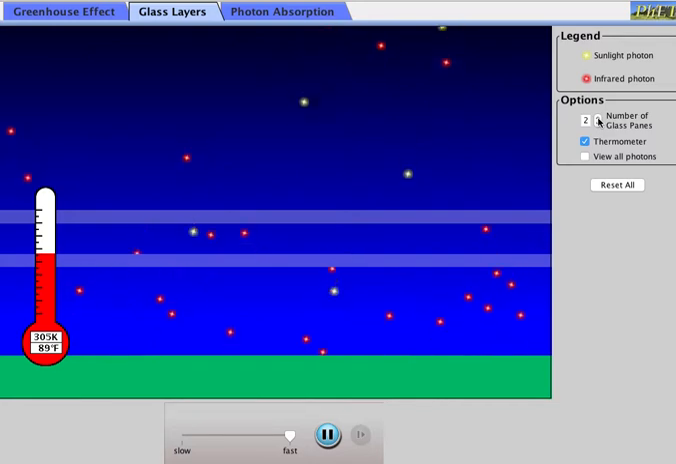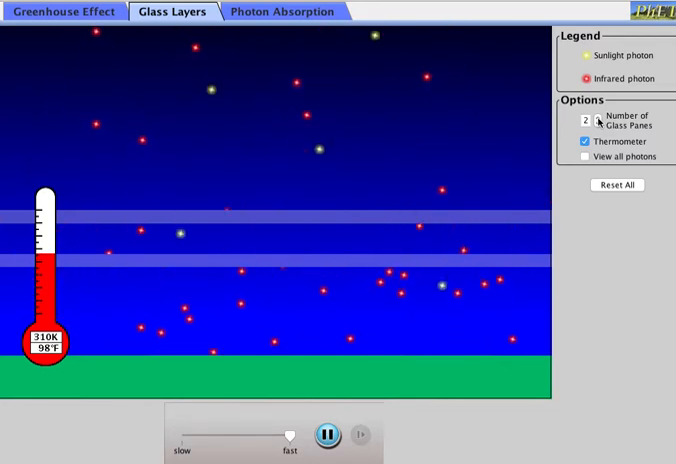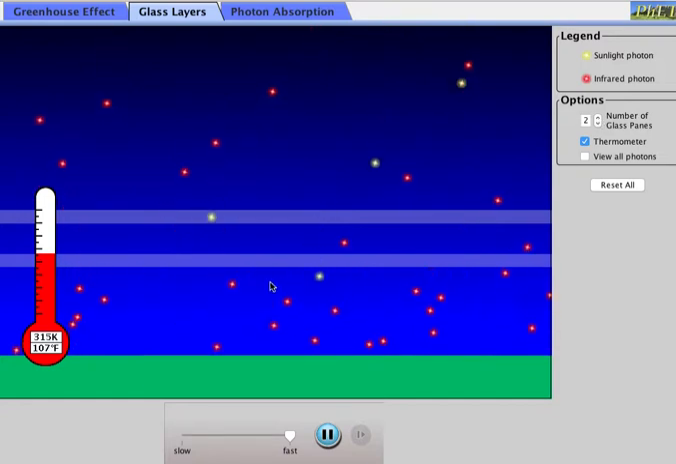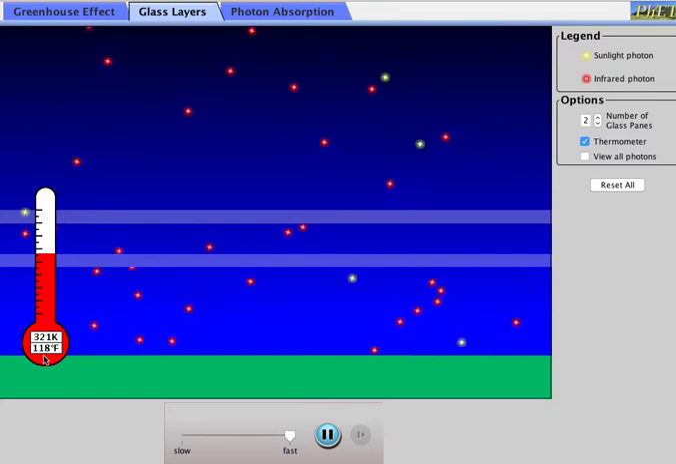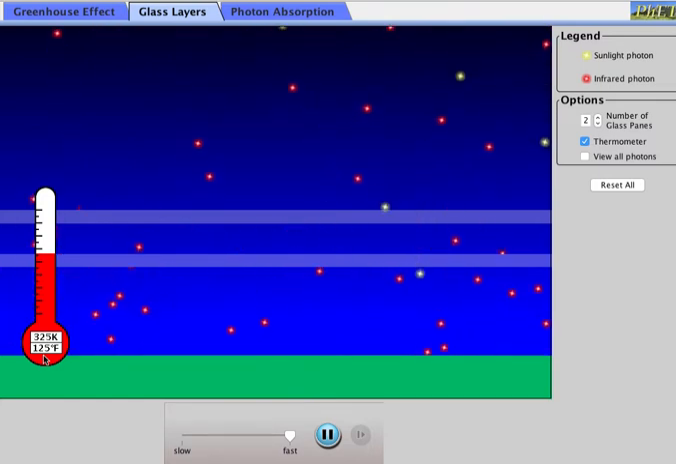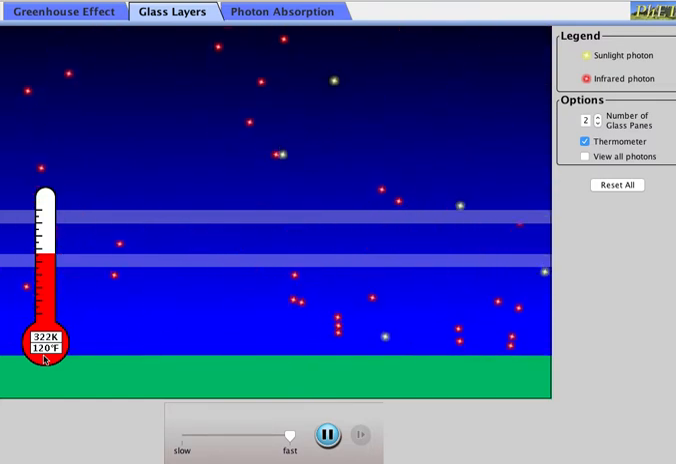Notice which photons do pass through the glass and which ones don't. I'm at about 107 degrees Fahrenheit. Now I'm up to 116 degrees Fahrenheit. This is like a car.